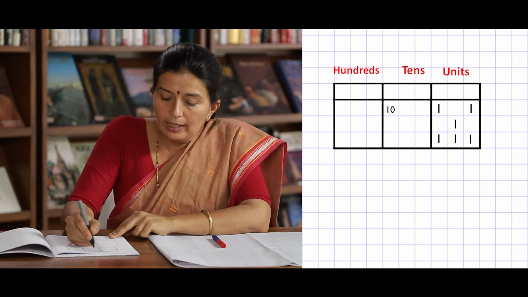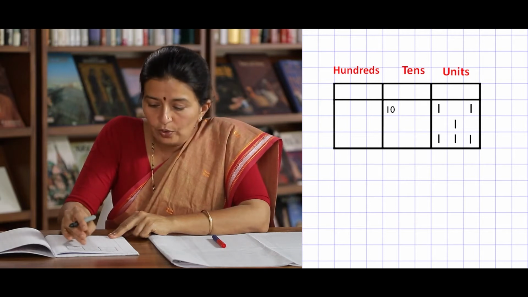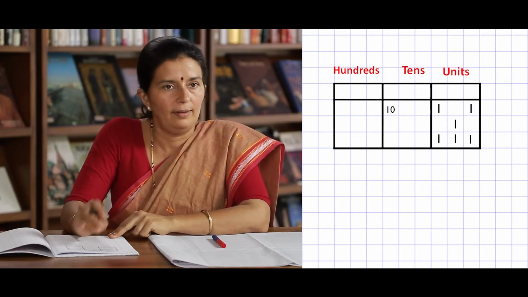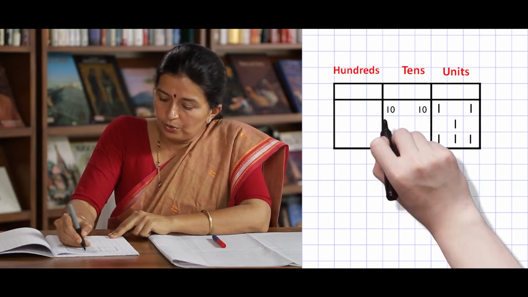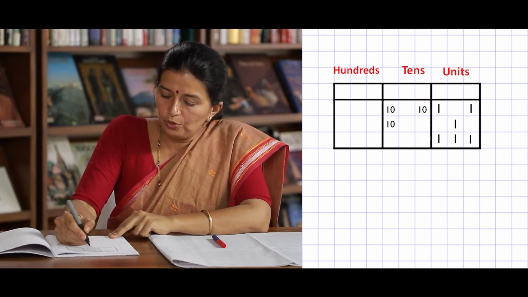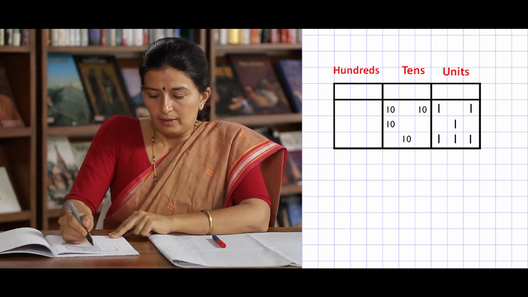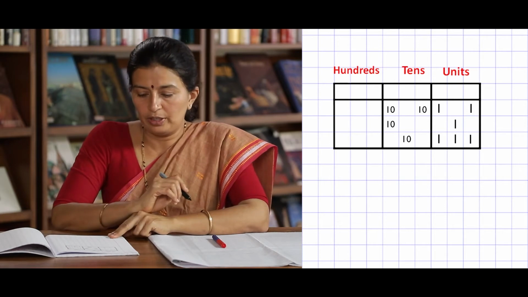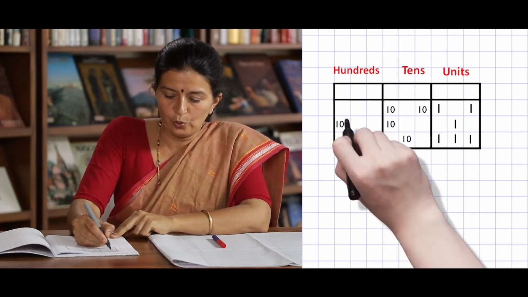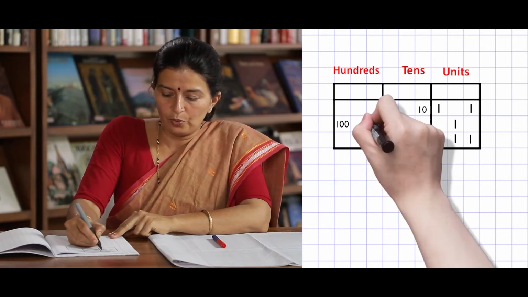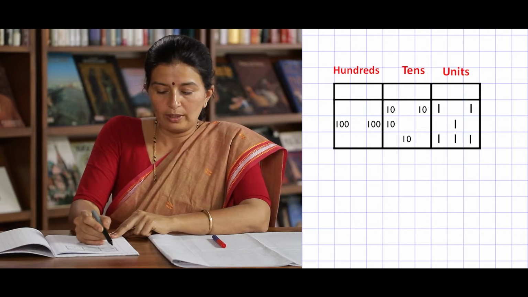Please observe, in this 10 house, we have to write 10. It means in one box, there are 10. In one box, there are 10 units. Okay? 1 ten, 2 tens, 3 tens, 4 tens. In 246, in tens place, there are 4 tens. How many hundreds are there? 2 hundreds. 100, 200.